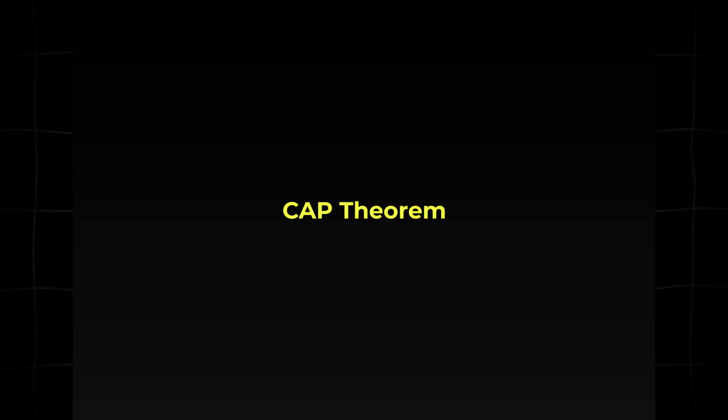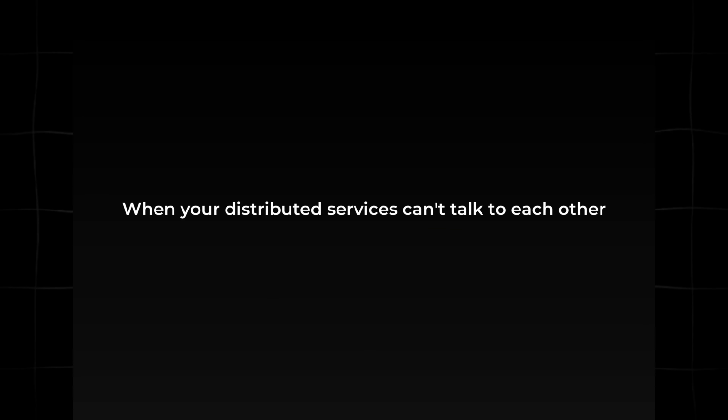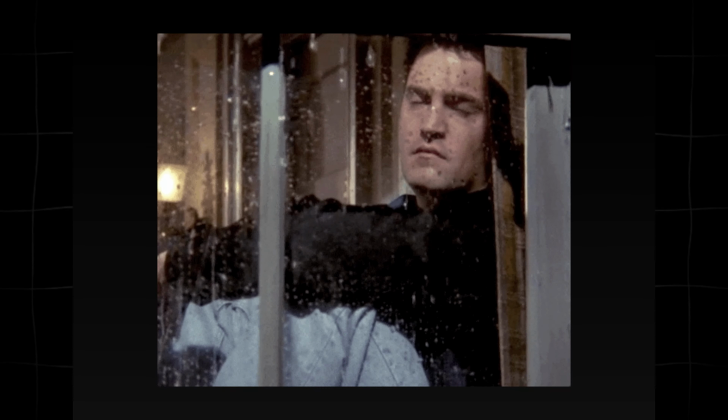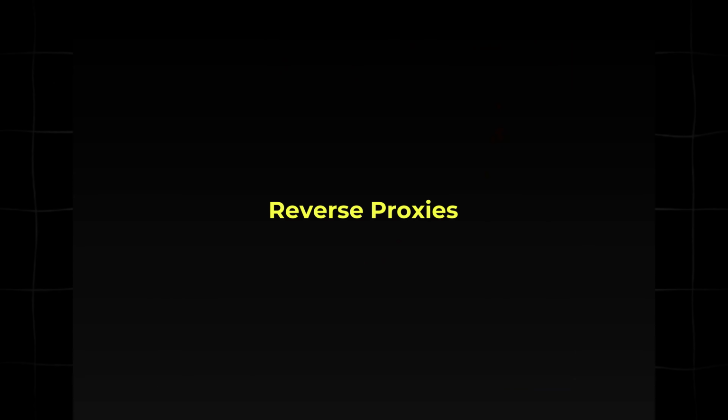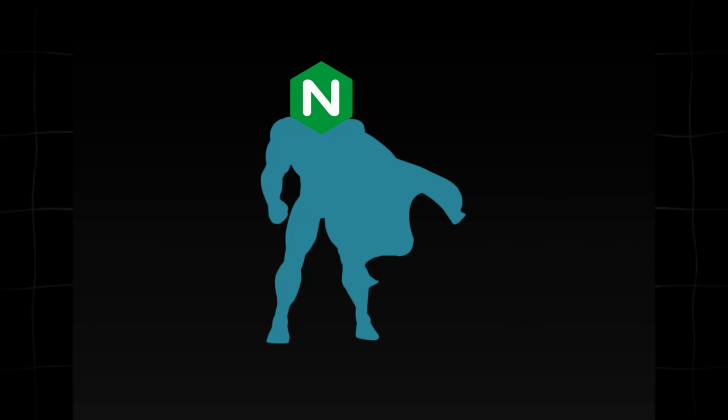CAP theorem. When your distributed services can't talk to each other, pick one: correct data or a system that stays online. You don't get both. No right answer, just trade-offs and 3 a.m. regrets.